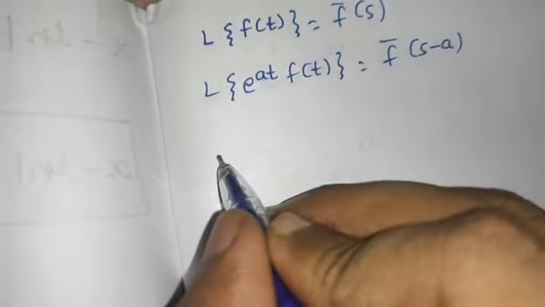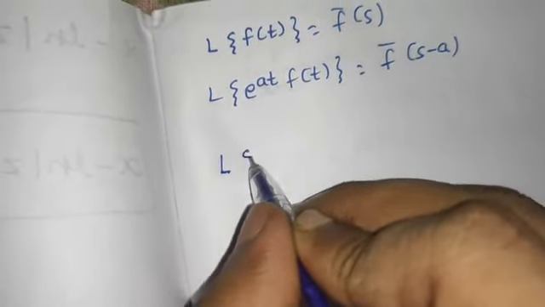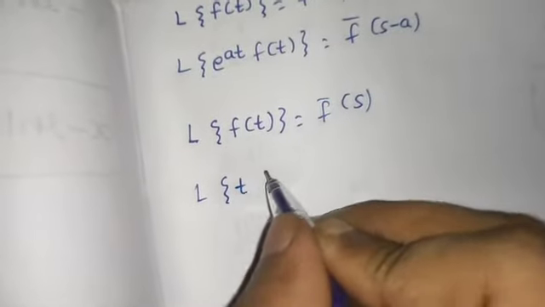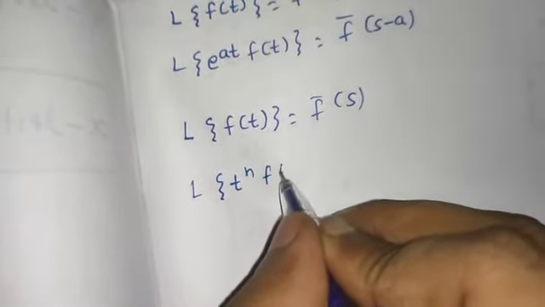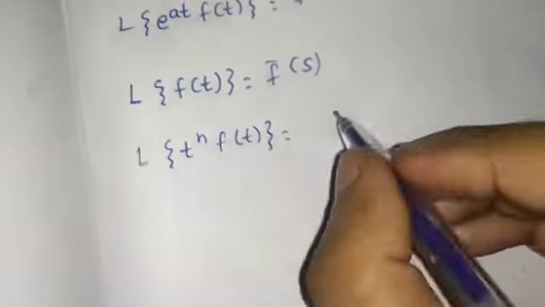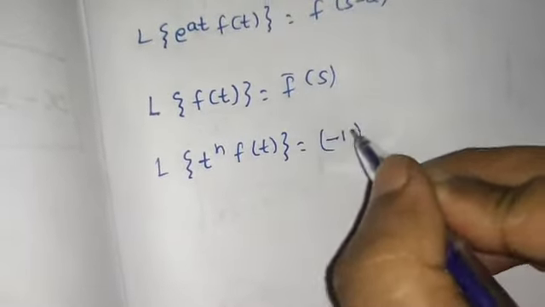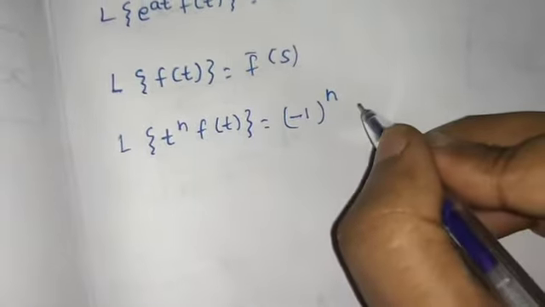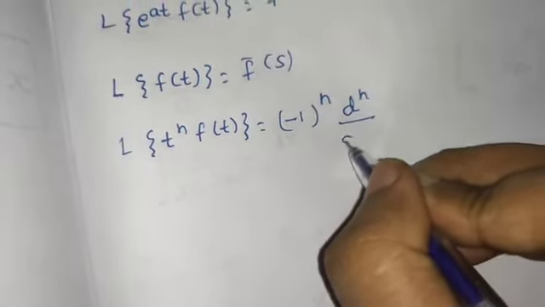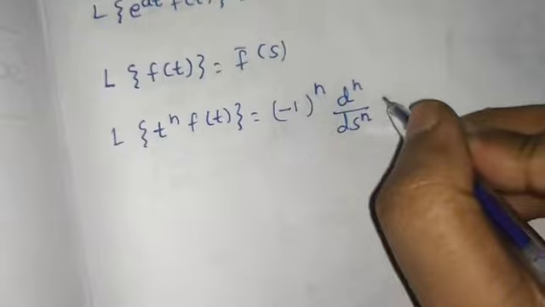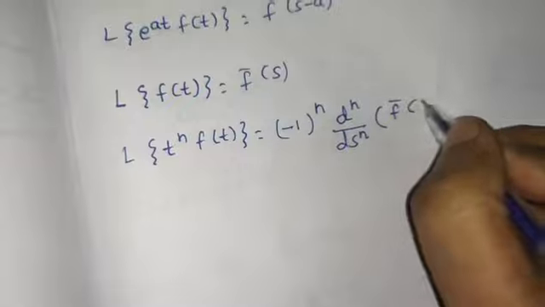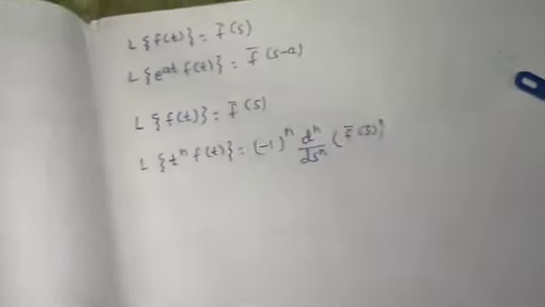So for multiplication by t, if Laplace of f(t) is given to be F bar(s), then, taking the general example, Laplace of t^n f(t) is equal to minus 1 to the power n, times the nth derivative d^n by ds^n of whatever you got here, F bar(s). So this is the basic idea.